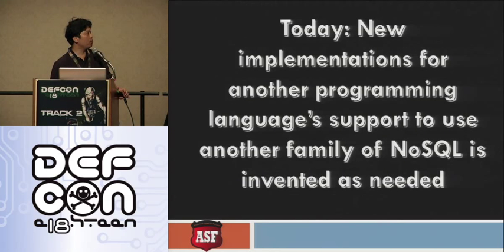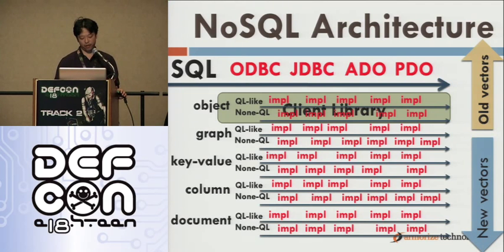But today, new implementations for yet another programming language's support to use yet another family of NoSQL are invented as needed. And that creates that picture there. And this is basically the threat that we see today. We see very, very few research on this topic. The open source scanners, as well as the commercial scanners right now, haven't put a lot of effort into studying threats that exist here. However, more and more websites are starting to use NoSQL technologies.